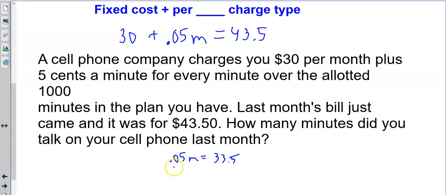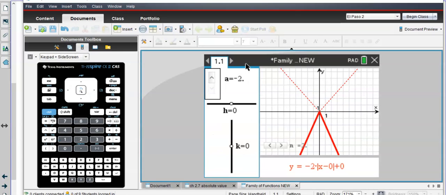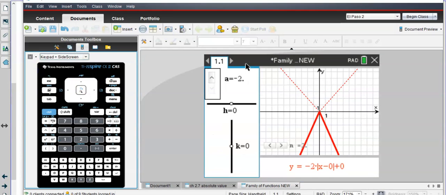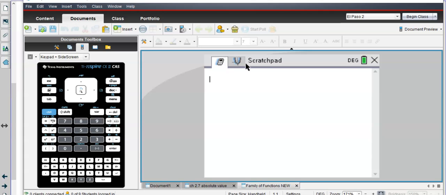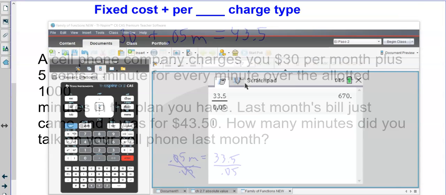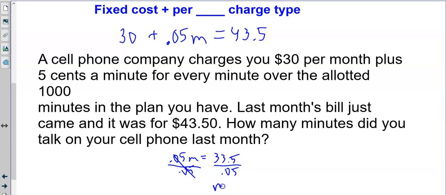And then you're going to divide by 0.05, divide by 0.05. That's like multiplying by 20, but let's get our calculator out here. So 33.5 divided by 0.05. Okay, 33.5 divided by 0.05. I think I did that right. 670. So m equals 670.